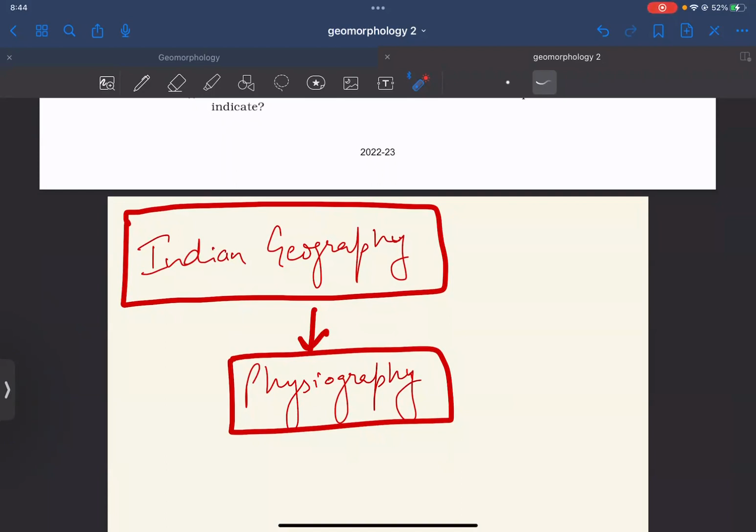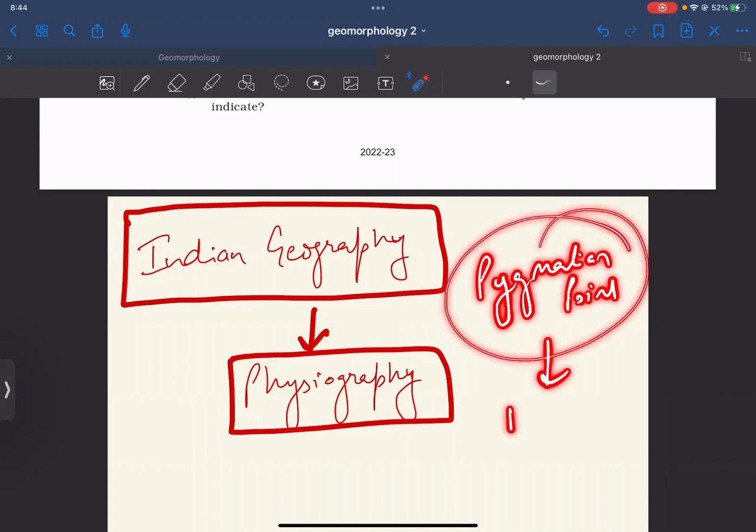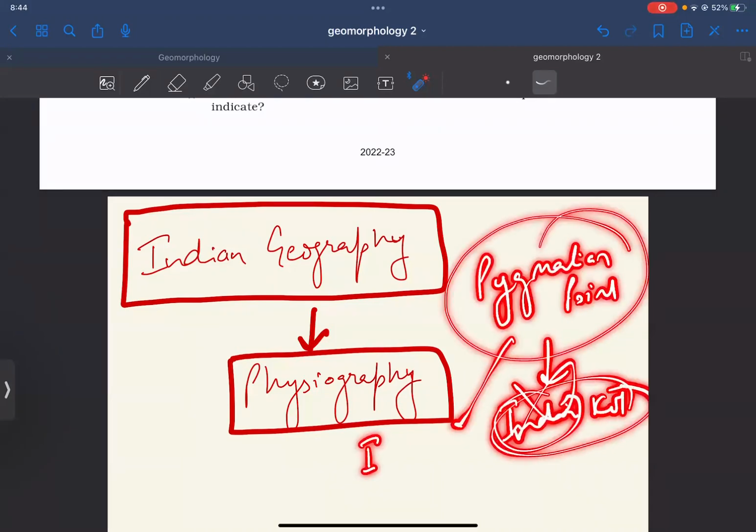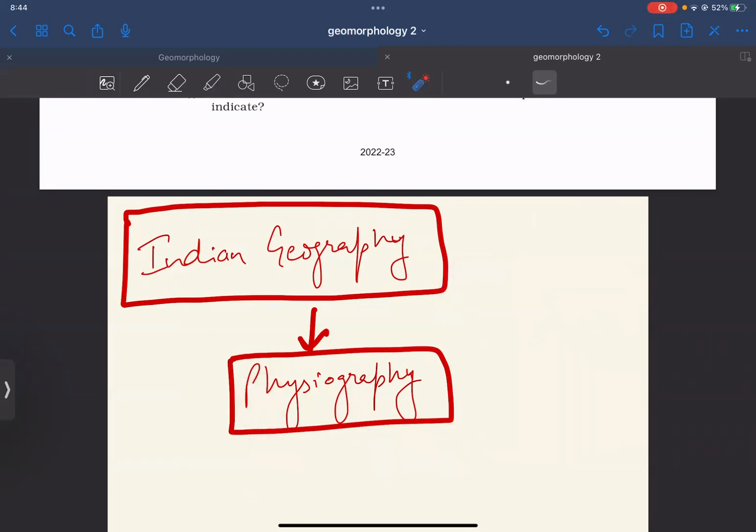Yes, one correction. I talked to you about Pygmalion Point. Pygmalion Point is not Indira Col, which is the northernmost point. Rather, it is Indira Point, which is the southernmost point in the Andaman Nicobar. That is known as Pygmalion Point. I guess in the previous class I said Indira Col is known as Pygmalion Point. Let's change this, right?